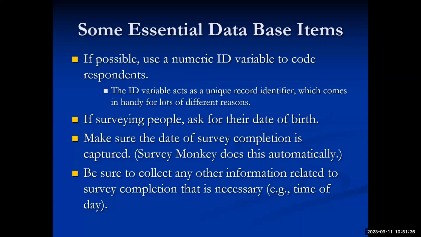So a couple of essential database items. If possible, use a numeric ID variable to code respondents. The ID variable is really important. It acts as a unique identifier, and that can be really helpful if you're interested in flagging observations with anomalous responses, or if you're in a situation where you have multiple data files that are tied to the same individuals and you want to merge those data files. You need the unique identifier to facilitate a seamless merge.